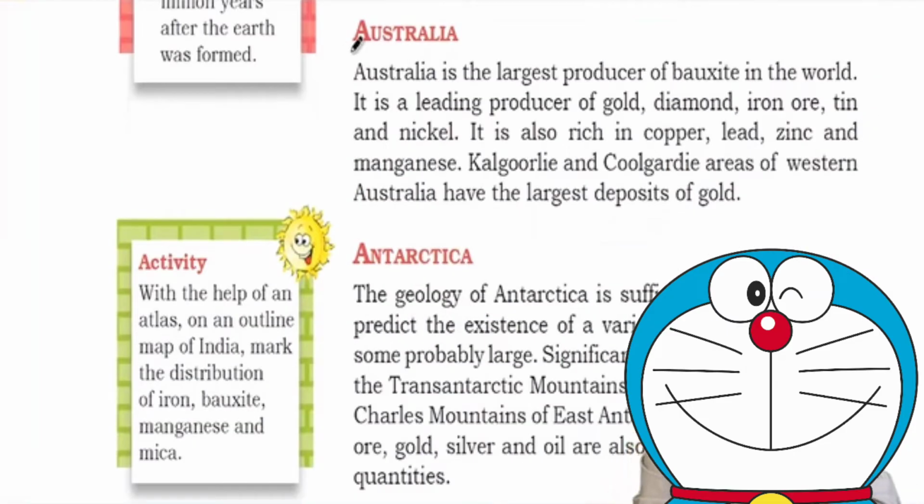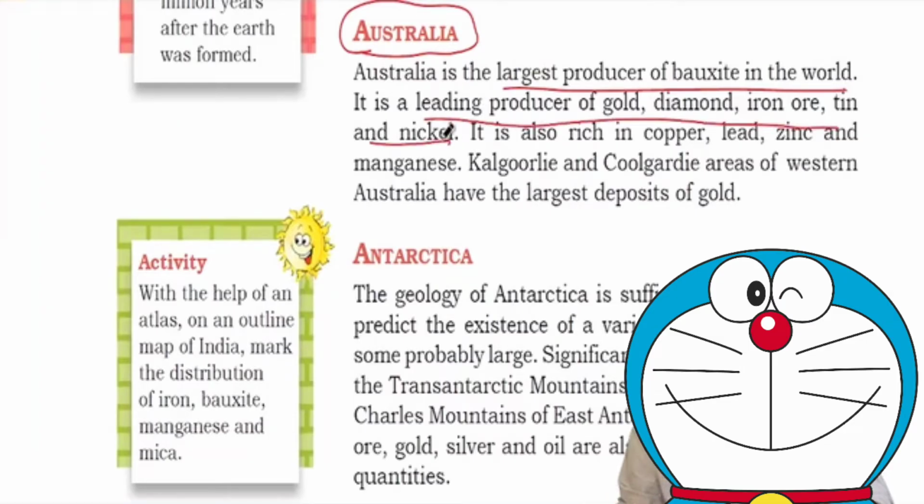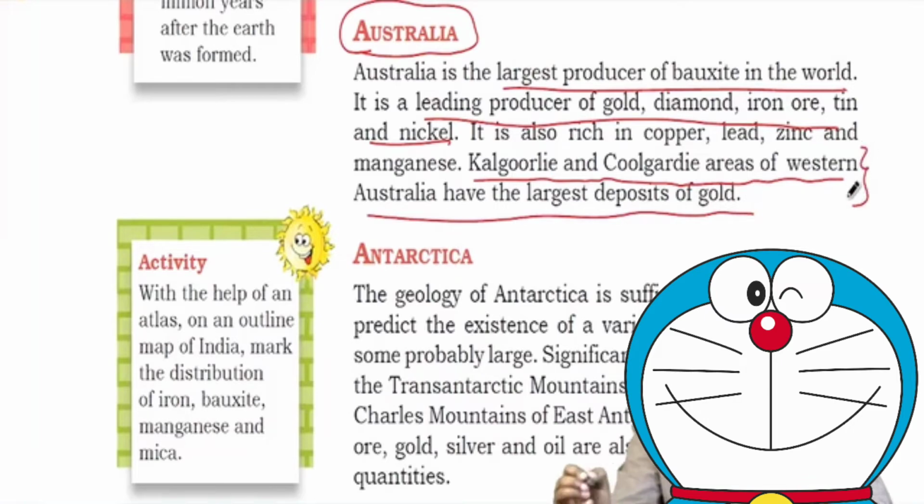The next important thing that we need to observe is actually with respect to Australia. When I talk about Australia, it is the largest producer of bauxite in the world. Bauxite, where is it present? Australia. And it is a leading producer of gold, diamond, iron ore, nickel. The Kalgoorlie and Coolgardie areas of Western Australia have the largest deposits of gold. Can you locate them in your atlas? I'll take the atlas and tell you all this once, but I want you to locate it now. Can you pause, go back to your atlas and find these two places?